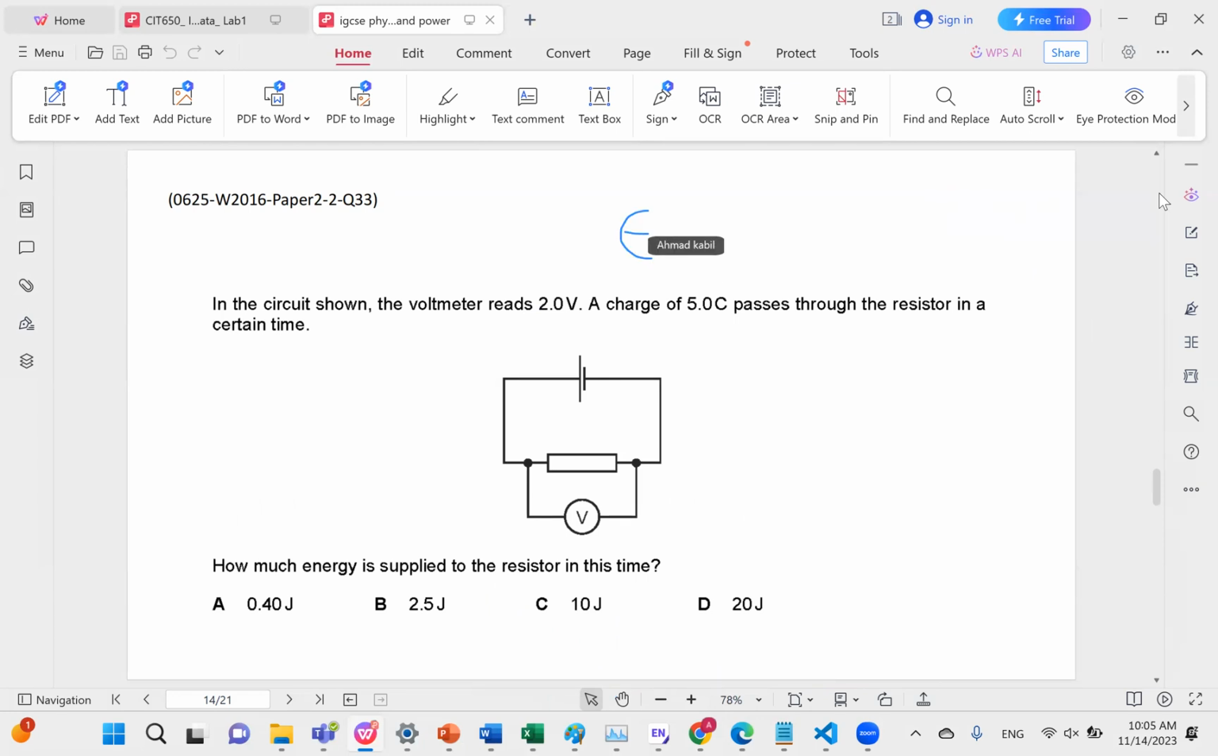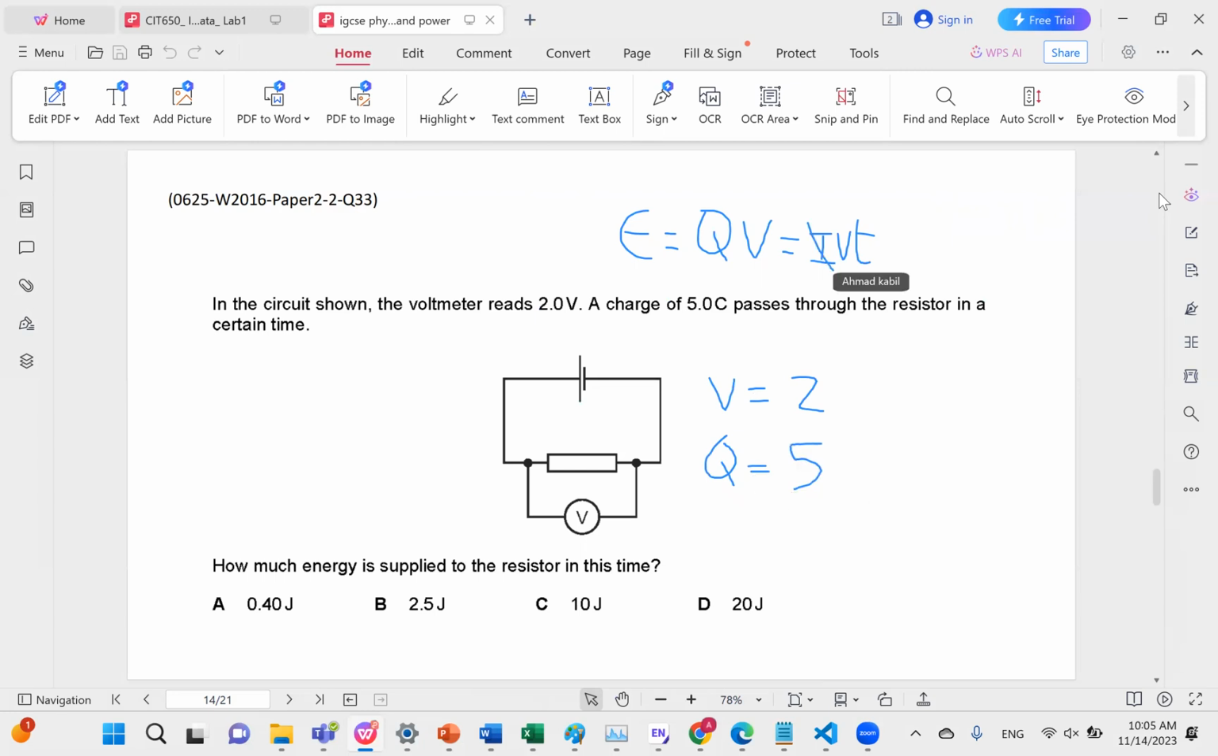Remember our rule, energy equals QV equals IVT. It's important to figure out which variables I'm given. So I'm given the voltmeter reads 2 volts, so voltage is equal to 2. A charge of 5 coulombs. So C is the unit of coulombs, which is the unit of charge. And the variable that represents charge is Q. So I already have Q.